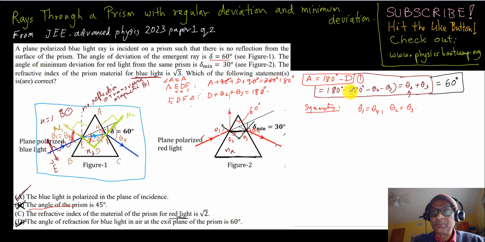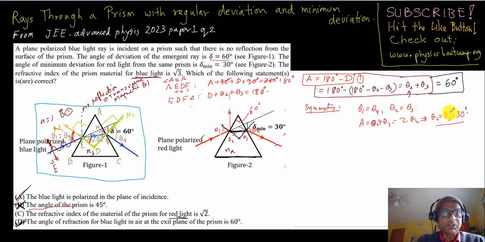And from here, you can immediately see that A equals theta 2 plus theta 3. These are general, so it applies here also. So this is 2 theta 2. So theta 2 equals theta 3 equals 30 degrees. Okay, so that's what we find.